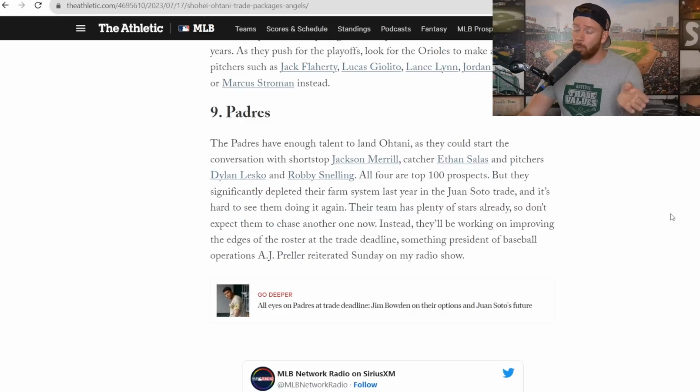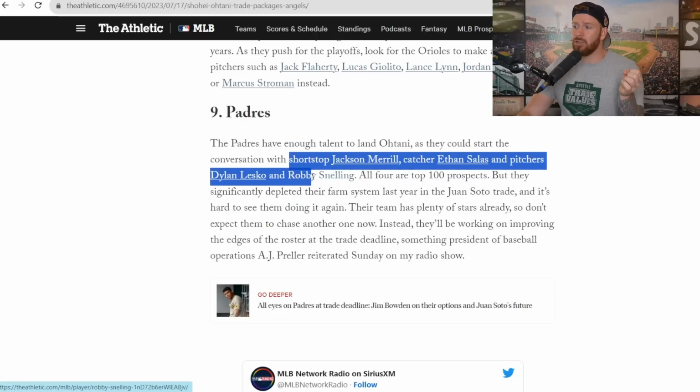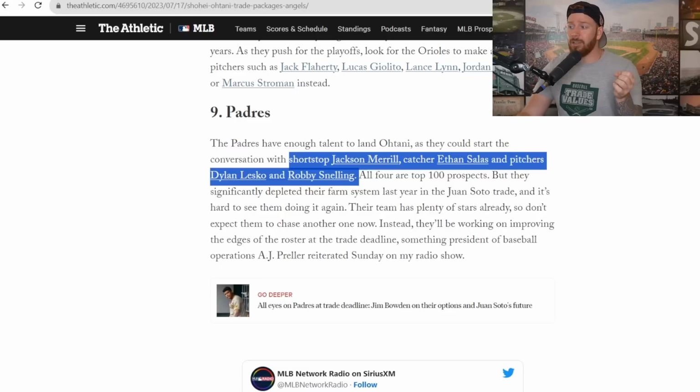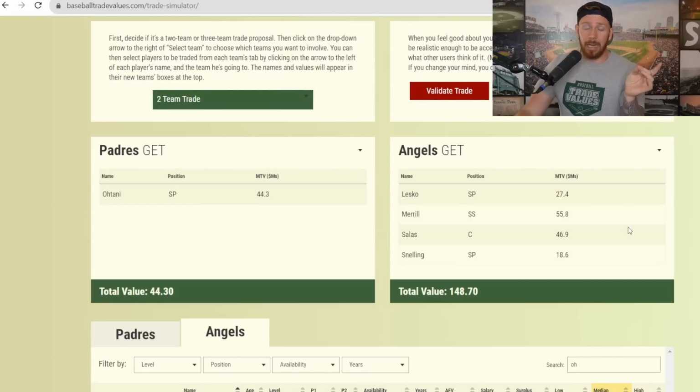And once again, everyone, it's really bad. He says they could start the conversation with shortstop Jackson Merrill, catcher Ethan Salas, and pitchers Dylan Lesko and Robbie Snelling. He says all 4 are top 100 prospects, and you already know what's going to happen. Because they are top 100 prospects, they're going to have a ton of value.